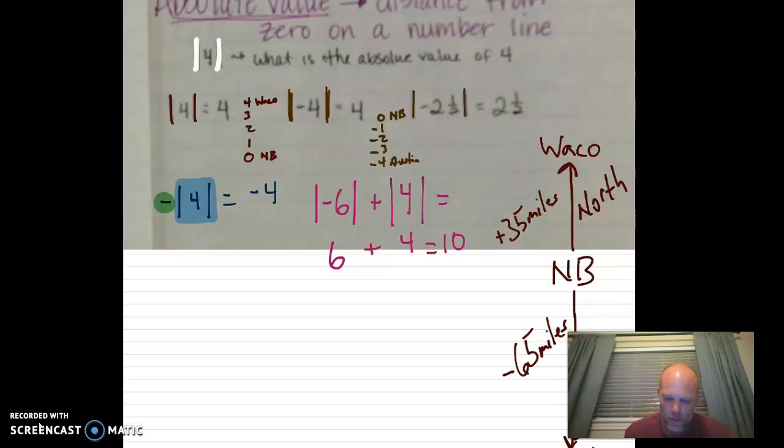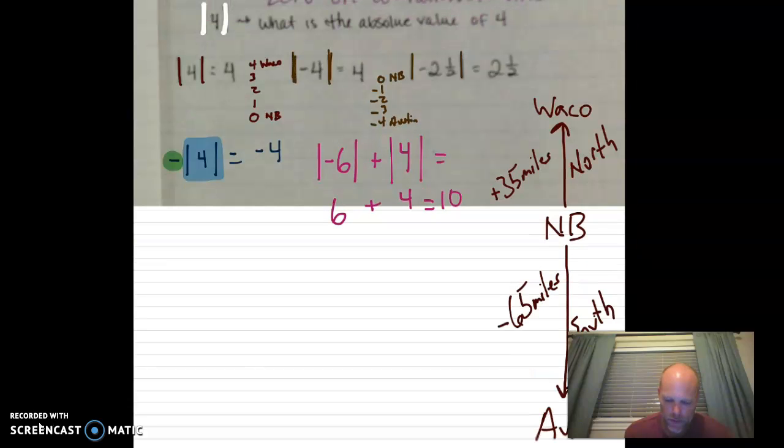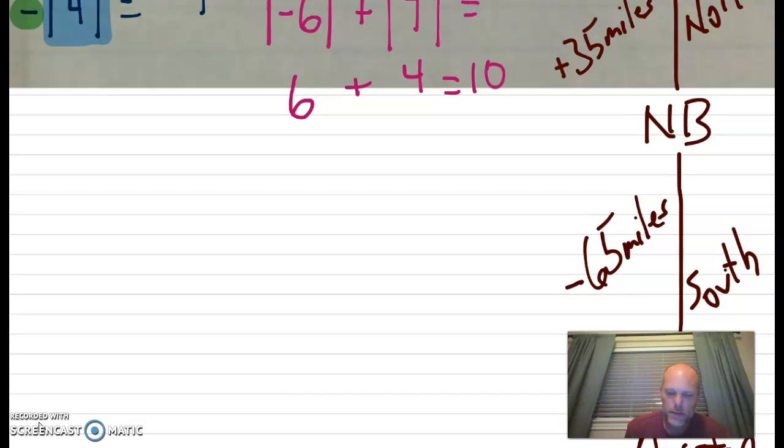So if we go back over here to the Waco and Austin story and North Belton, I want you to think about this. Let's say we went to Austin. Let's all get on a bus. We'll go to Austin. We'll hang out at the river or something. And then at about 1 o'clock in the afternoon, all of y'all want to go to Waco and go to Baylor Stadium or whatever's fun up in Waco. So we would actually drive from Austin to Waco. So how far is it from Austin to Waco?